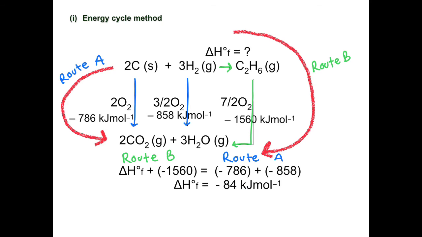Now we have a complete cycle. If we look at the arrows of the equations, there are 2 ways. One is the blue arrow, route A, and one is the green arrow, route B. The delta H for route A is equal to the delta H for route B. So, if we want to find the delta H of formation, we can write delta H formation plus negative 1560 equals route A, negative 786 plus negative 858. And then we will get delta H formation as negative 84 kJ per mole.